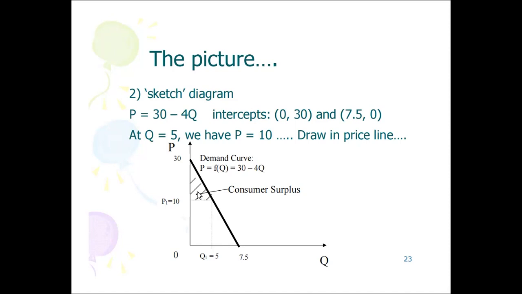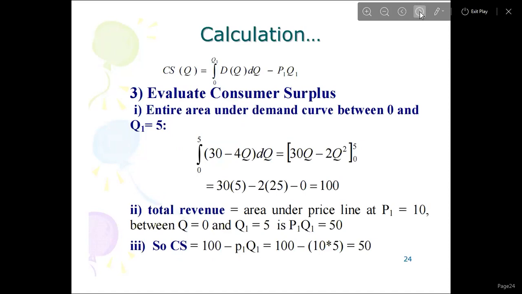Now consumer surplus will be this. Very easy. Okay, we can draw this graph. Now we can calculate the consumer surplus using the same formula: the entire area under the demand curve, the given demand function. So 0 to x naught, that means 0 to 5, the quantity will be 5. So total revenue under the price line will be P1 Q1, that means 50. So consumer surplus will be this 100 minus this, that means 50.